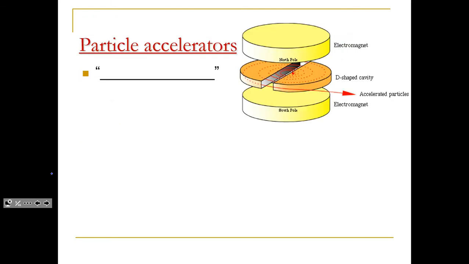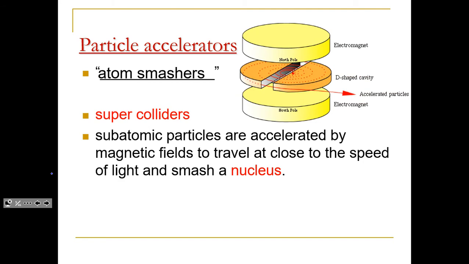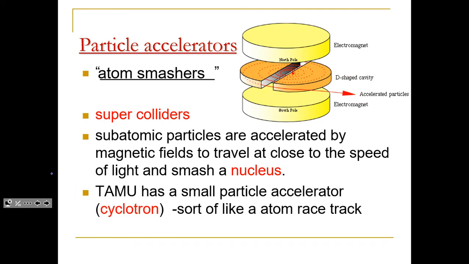So one of the ways that we can do that is with a particle accelerator. We call these atom smashers. We spin atoms around in a circle using magnets, get them up at extremely high speeds, and we can create different atoms. These are also known as supercolliders. Subatomic particles are accelerated by magnetic fields, traveling close to the speed of light, and they smash nuclei together. And what we can do is fuse in order to form something brand new.